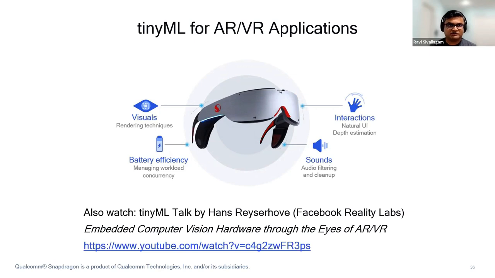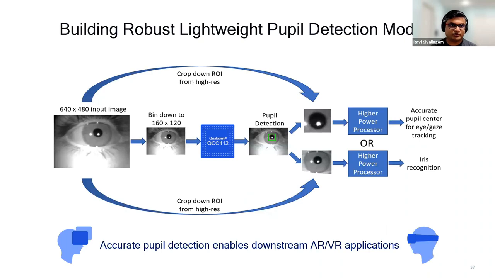So I won't go into the overview details, but just talk a little bit about some of the things that we've been working on. Eye tracking, or pupil detection as a step towards eye tracking, is a very important part of AR, VR, right? This enables downstream AR, VR applications, including foveated rendering and other things such as iris recognition for authentication. So even if you have a high resolution input image, you can use QCC112 to bin it down to a lower resolution, perform pupil detection at very low power, lightweight, and then use the ROI detected from QCC112 in the low resolution to crop down the region of interest from the high resolution image, and then pass only that ROI to a higher power processor downstream that can do further accurate eye gaze tracking or iris recognition.